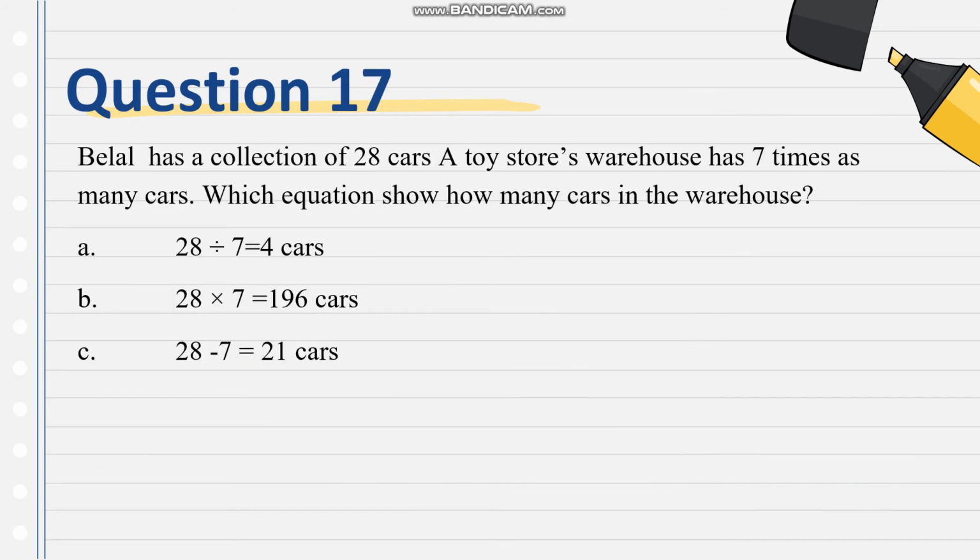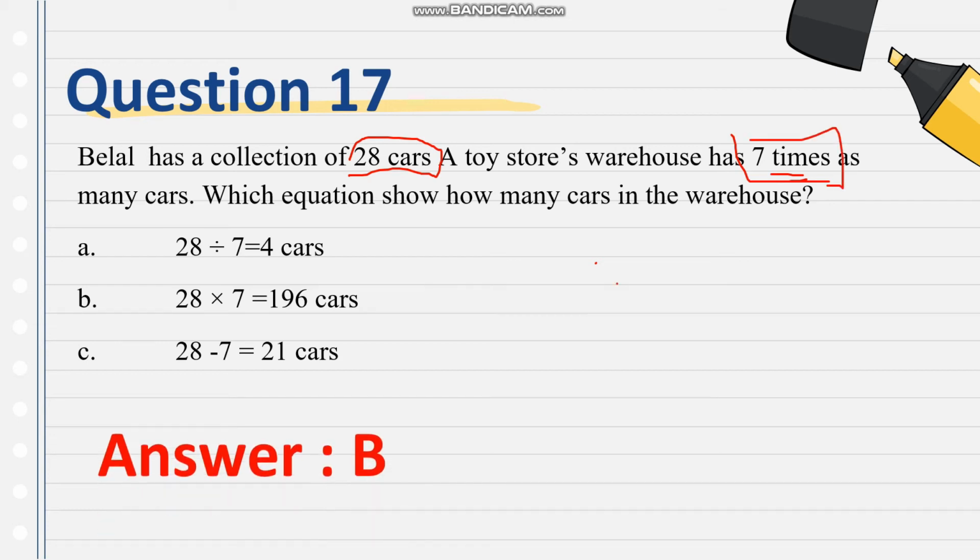Next, question 17. Bilal has a collection of 28 cars. A toy store's warehouse has 7 times as many cars. Which equation shows how many cars are in the warehouse? So it means we just simply multiply 28 cars multiplied by 7 times. So 28 multiplied by 7. So the answer is letter B.